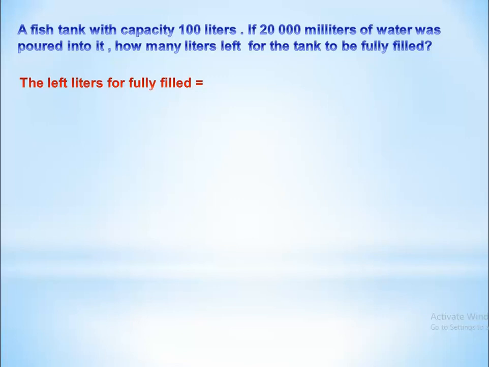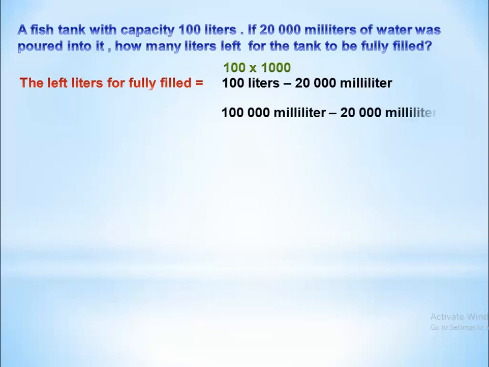Okay. First, 100 liters minus 20,000 milliliters. We can't subtract two different units, so we must convert from liters into milliliters. To convert from liters to milliliters, we must multiply by 1,000. So it will be 100,000 minus 20,000, it will be 80,000 milliliters.